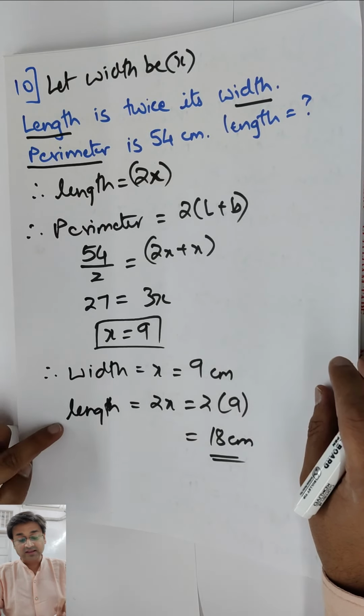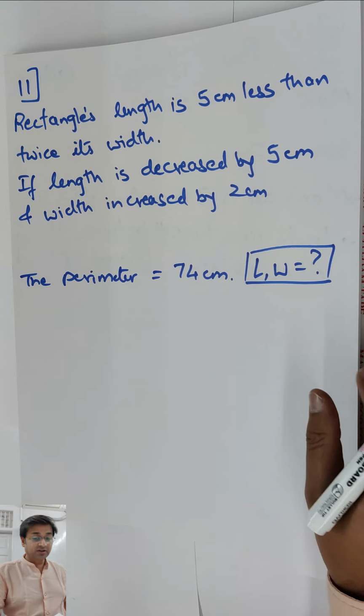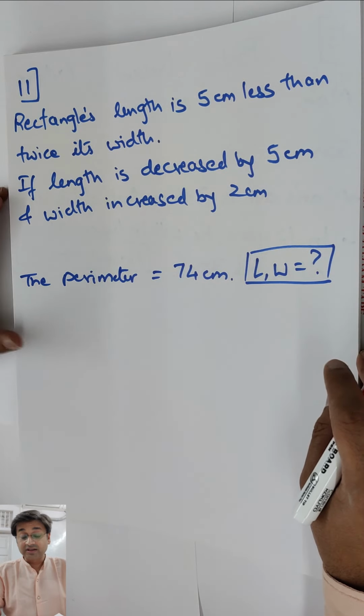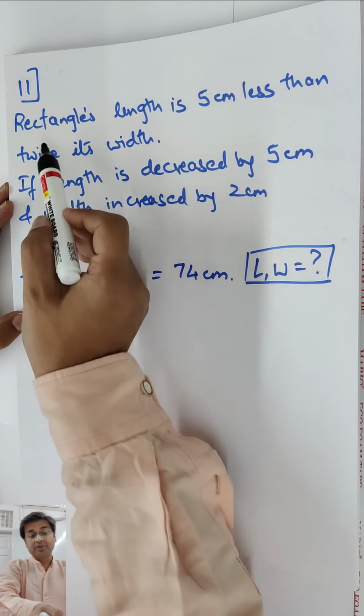They had asked us the length. We found the length as well as the width. The next one, sum number 11. This is again based on the same type. That's why I picked up both of them. So come on, try it.